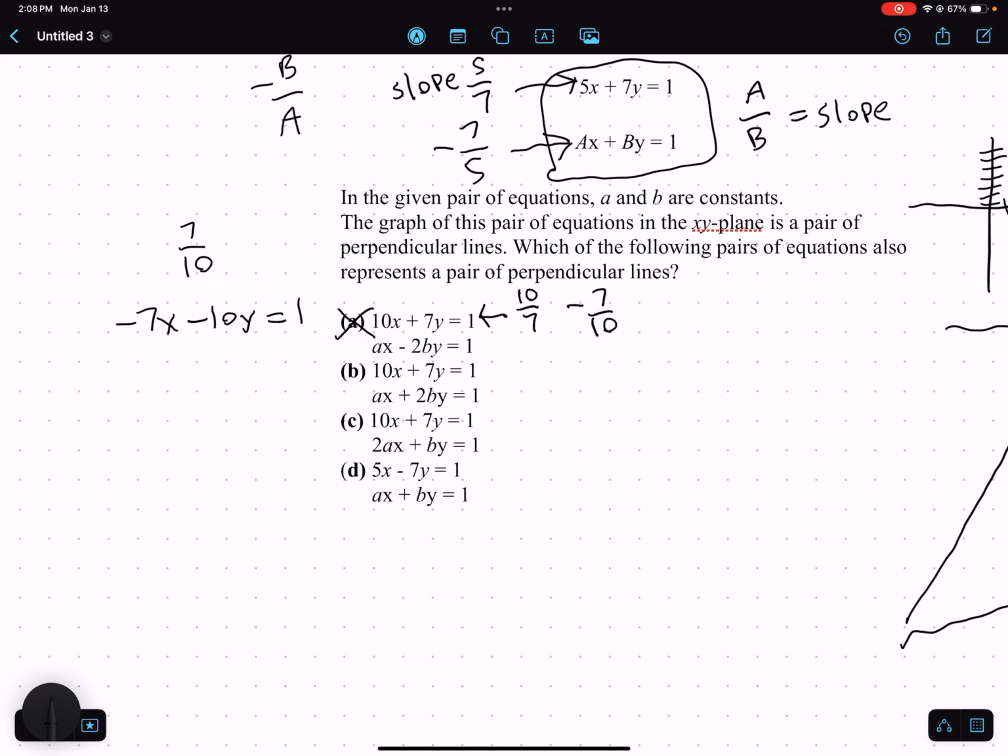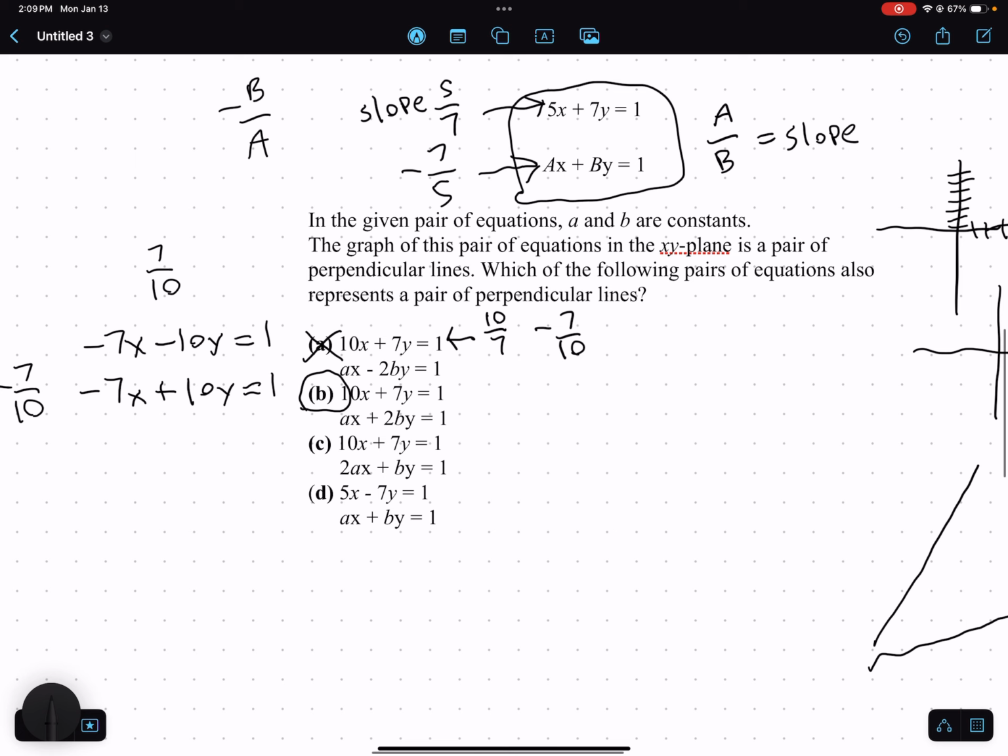We now move on to choice B. We plug in our values for A and B just as we did with the previous choice. We get our negative 7x again. Since our value for B is 5, we then have plus 10y equals 1. As you can see here, the slope is going to be negative 7 over 10. And that's correct. That satisfies our required slope. And that's all we need to do. We're done here. We found our answer, and that's choice B. We don't even need to go through the other ones because they only want 1, and that one has satisfied the requirement.